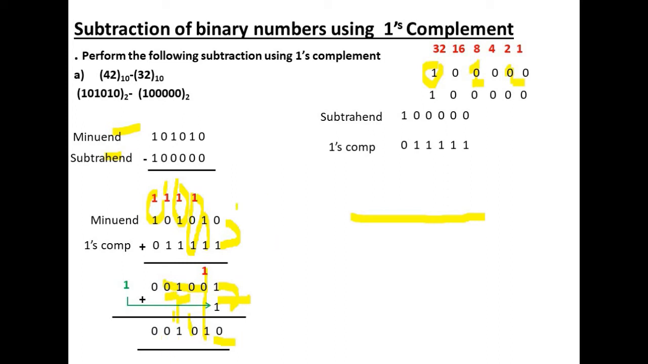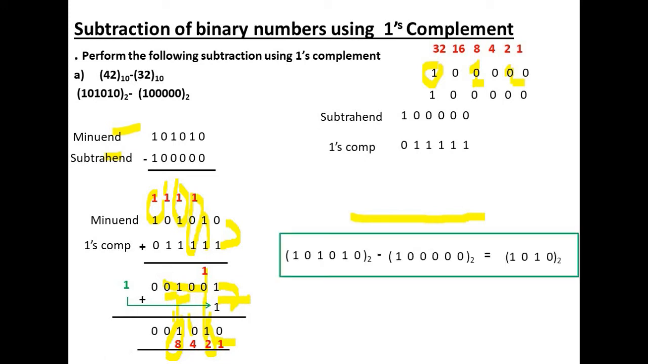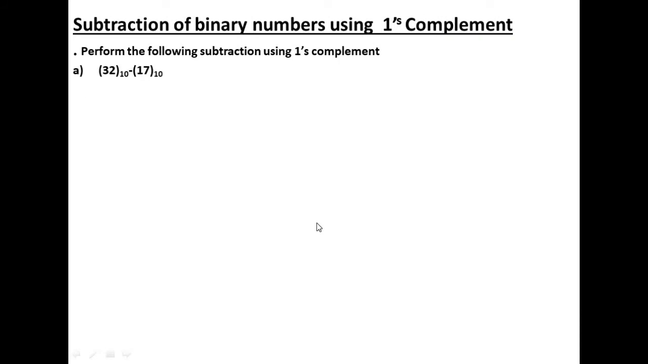Now we can check that 42 minus 32 is going to produce 10. So whatever result we have found, it should be equal to 10. Let us check whether it is 10 or not. 1, 2, 4, 8. This will be 8 and this will be 2. The equivalent of this will be 8 and this will be 2. 8 plus 2 equals 10. So this is the correct result. So we have arrived at the result as 101010 minus 100000 is equal to 1010. Let us take one more question. The question is 32 minus 17.